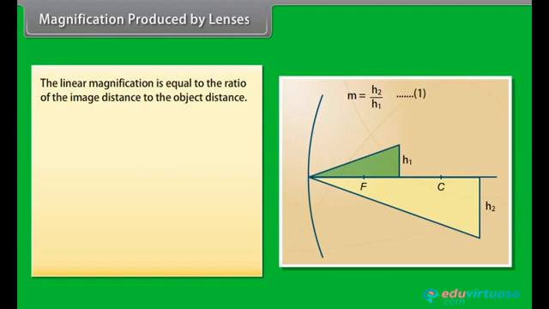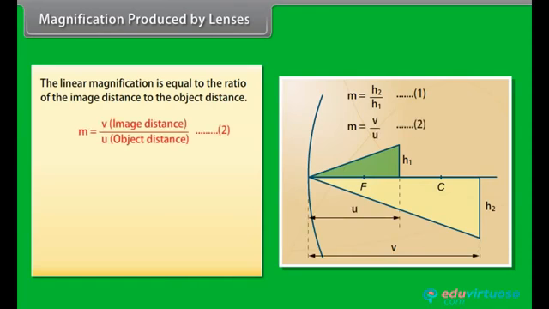The linear magnification is equal to the ratio of the image distance to the object distance. M is equal to v, image distance, upon u, object distance, which is equation 2. Equating equation 1 and 2, h2 upon h1 is equal to v upon u.